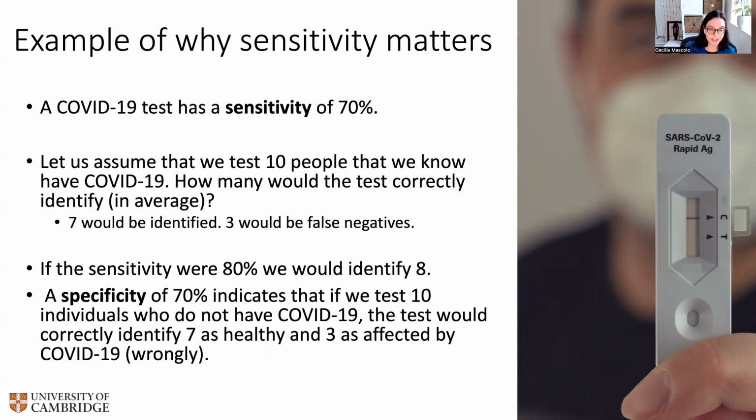If the sensitivity was 80%, we would identify 8. Now, on the other side, specificity of 70% indicates that if we test 10 people that do not have COVID, so they are on the right of that image, the test would identify 7 as healthy and 3 as affected by COVID wrongly. So they'll have a positive test, but in reality, they are not COVID positive. In reality, the current antigen test has a very high specificity. So if you have a line, if you identify as COVID, it really means you do have COVID. So the identified wrongly as COVID is very minimal in the current antigen test.